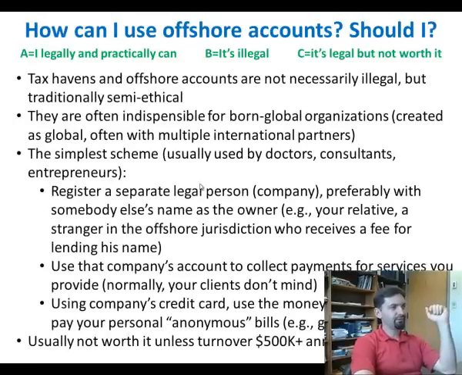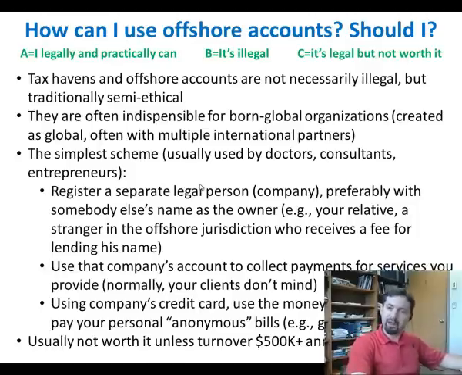Now, I talked about how you can use an offshore account and whether you should use an offshore account. I would like to repeat that there is nothing illegal about having money overseas. It is illegal not to pay taxes on capital gains from overseas jurisdictions, and that's basically the idea.